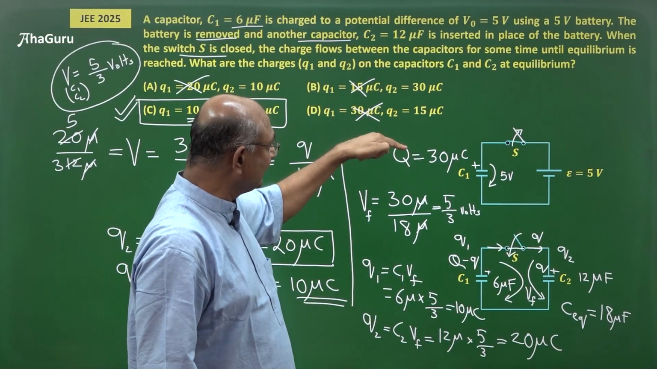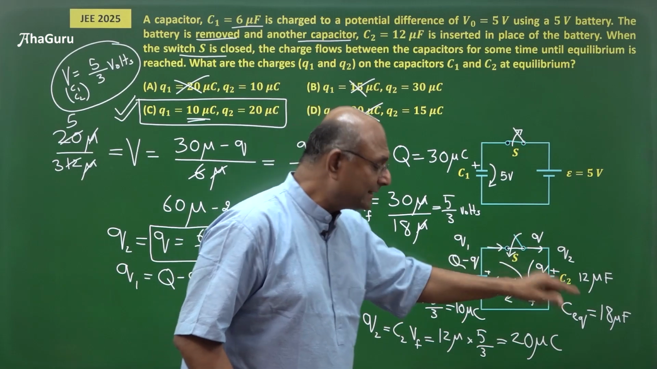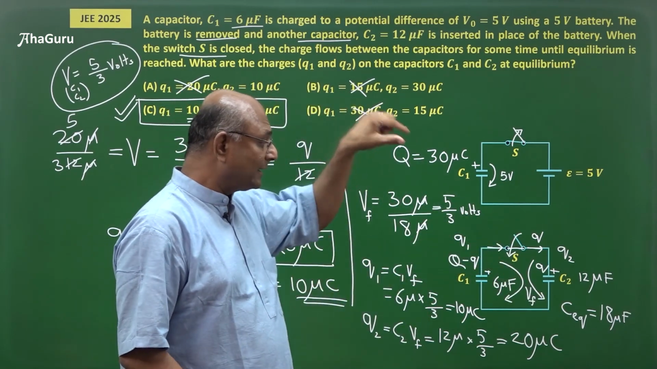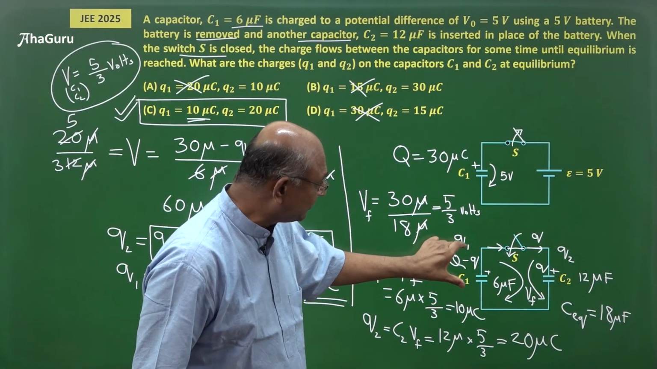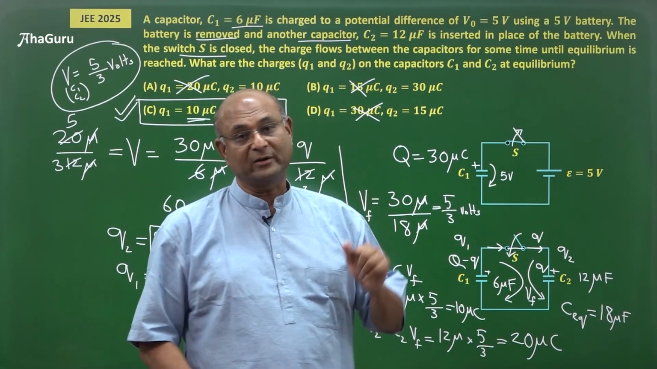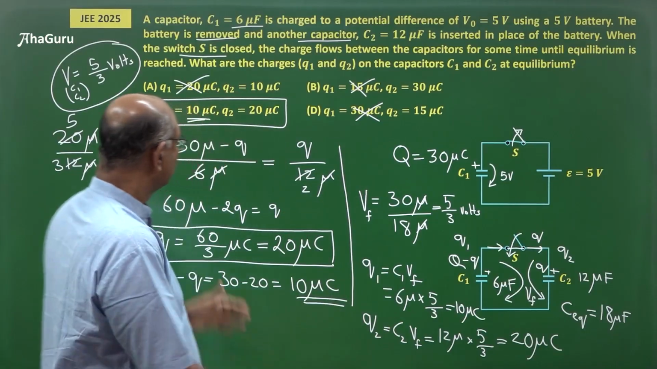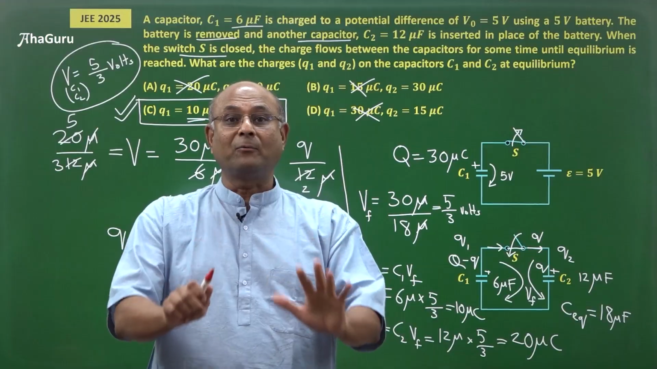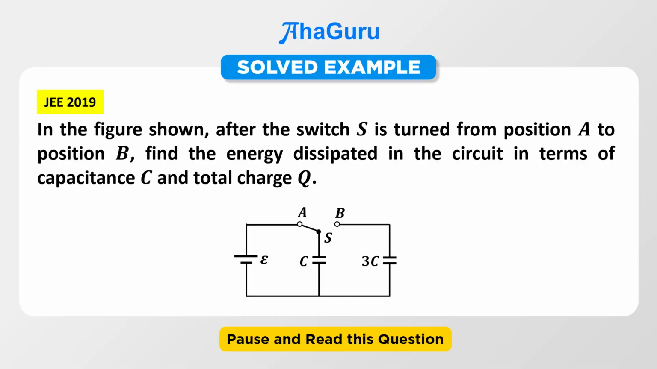So using the 30 microcoulomb divided by the equivalent capacitance, you get the potential drop across the equivalent capacitance, which is actually this potential drop, that potential drop, same thing. And then using that you can find Q1 and Q2. So this is one approach, this is another approach. Both are very useful. Do whichever one you are comfortable with.